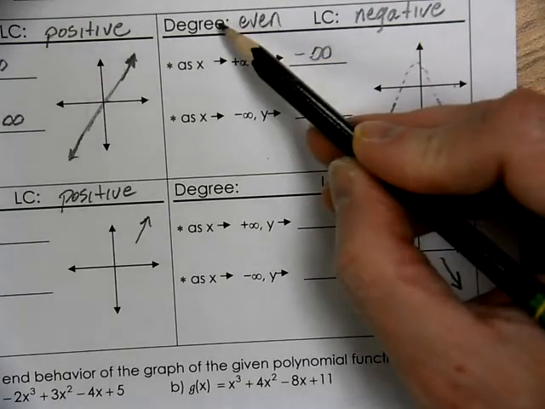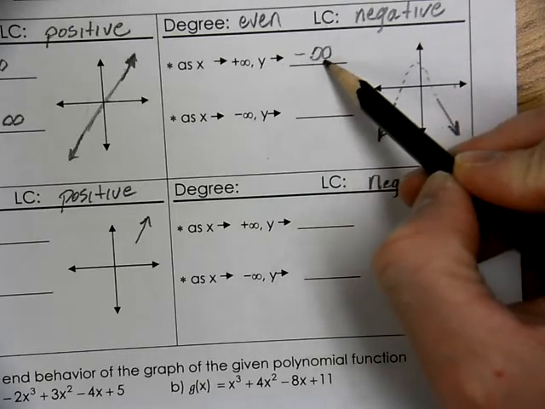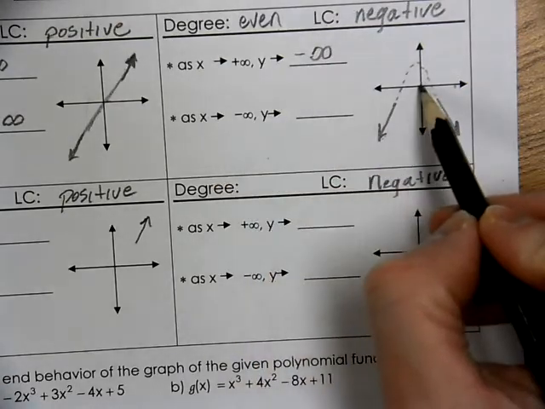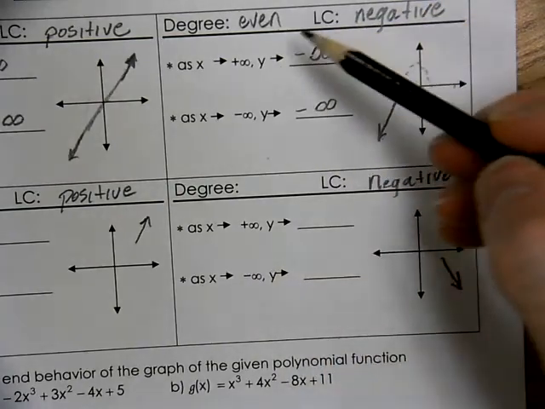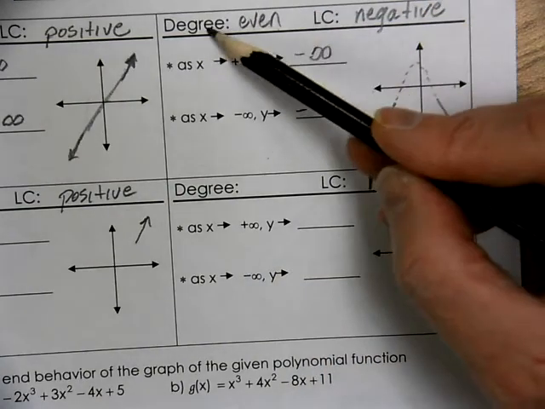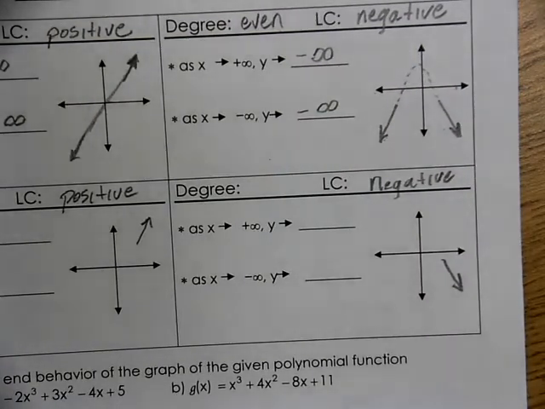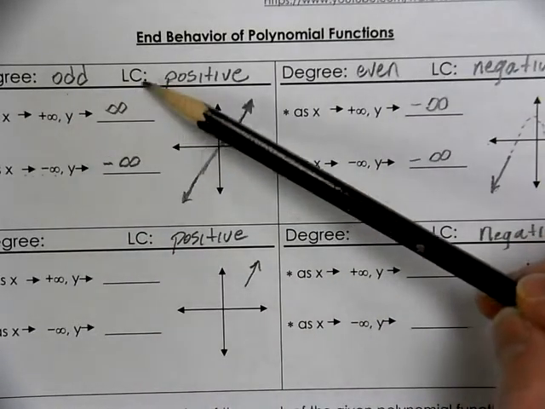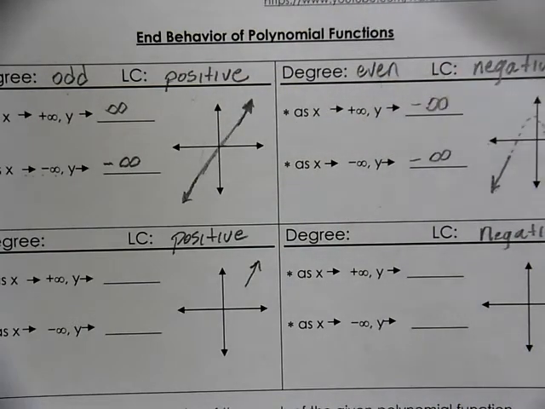Every time you have an even degree and a negative leading coefficient, the graph will be going down as you look for x's to be bigger. The graph will also be going down when you look at x's that are smaller. So when you have an even degree, they will be going in the same direction. So we've talked about an odd degree with a leading coefficient that's positive. We've talked about an even degree with a leading coefficient that's negative.